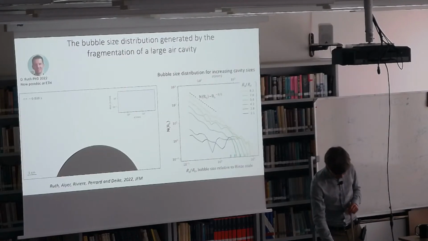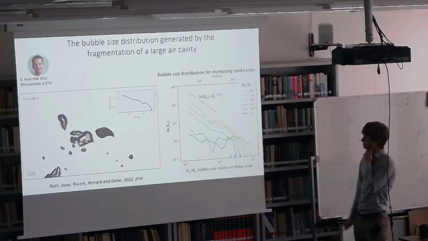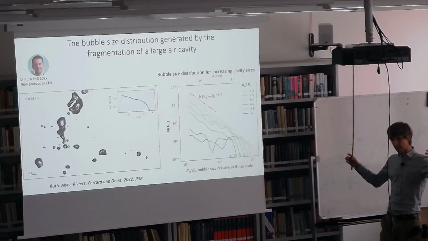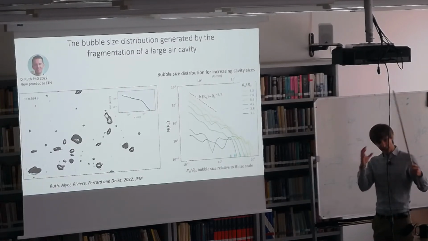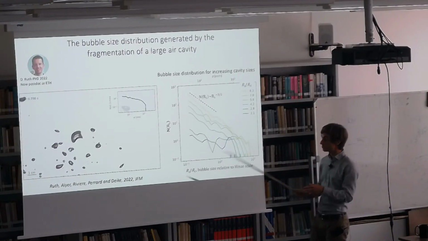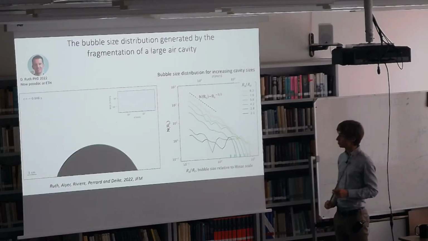And so we're going to do some simulation, but we also did some lab experiments. This was part of the PhD of Dan. What we did is we had a turbulent tank with turbulence created by an array of jets. And then at the center of the tank, we inject a large air cavity, which you saw here, getting completely fragmented by the turbulent flow.